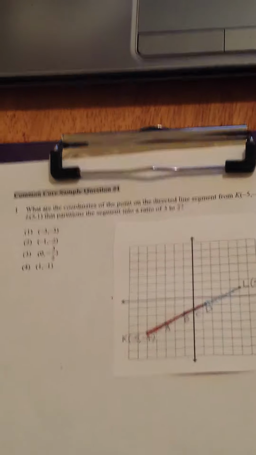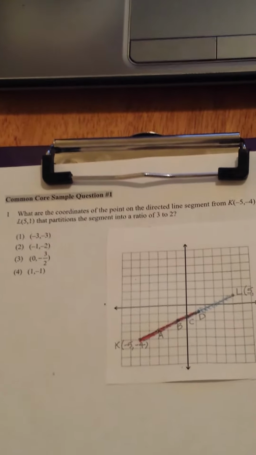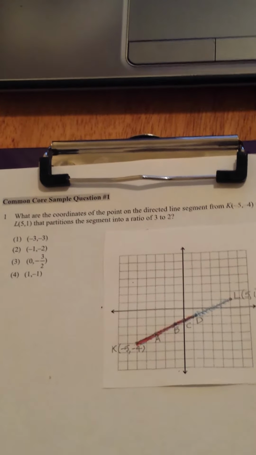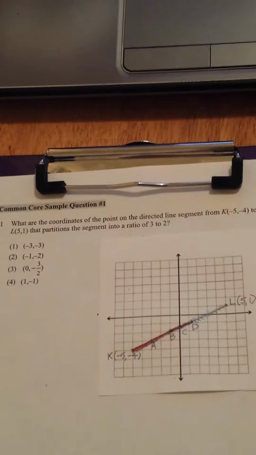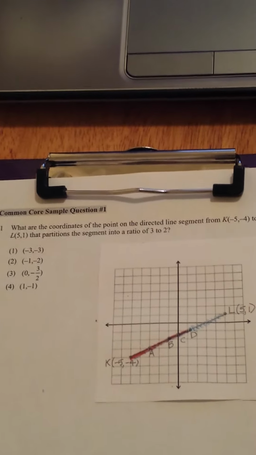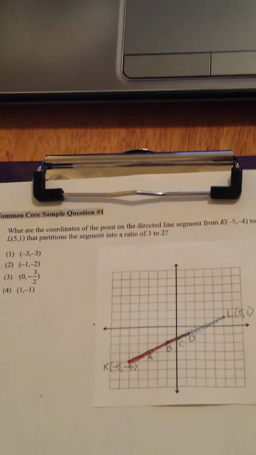I labeled the answers A, B, C, and D because 1, 2, 3, 4 is just hard with numbers, and I always wish the Regents would use A, B, C, D. What you can see is that point D partitions the segment into a 3 to 2 ratio. You can kind of see that with your eye. Now look at how they solve it.